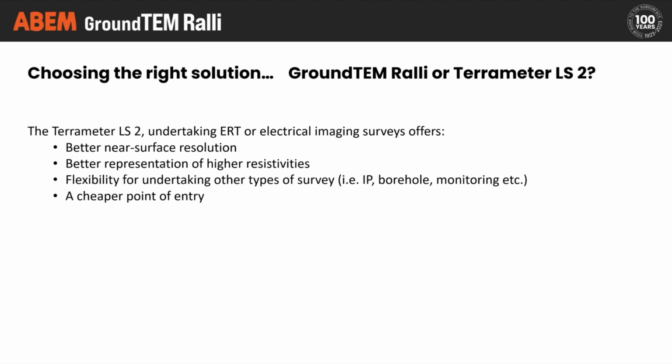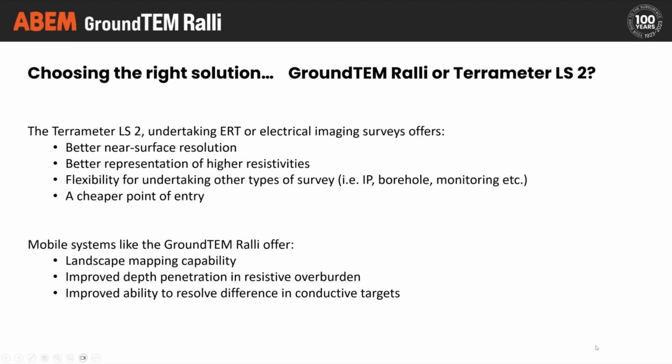So we can specify a 2D ERT system that is cheaper than a mobile TEM. However, mobile TEM systems do allow us to map resistivity on a landscape scale in a way that probably wouldn't be efficient or cost effective with traditional ERT. It gives us much better depth penetration if we've got a particularly resistive overburden.